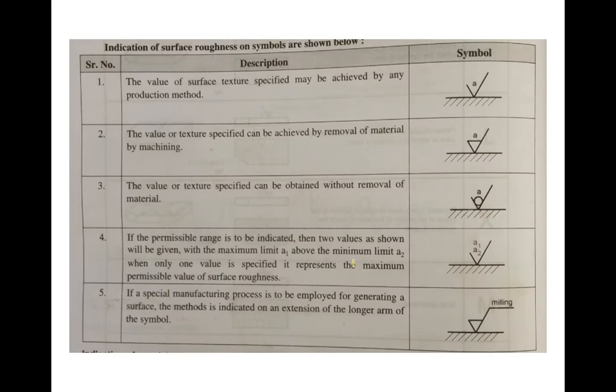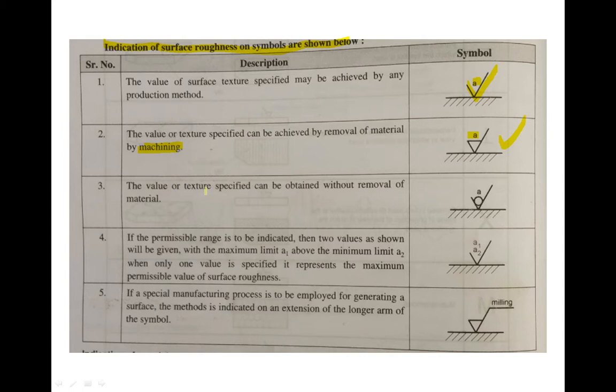Then next, indication of surface roughness on the machining symbol. So this is the basic machining symbol, and this A will represent the value of surface structure or surface roughness which is to be achieved by any production method or any manufacturing method. Next, if the value of surface roughness A is to be achieved by a machining process, then this symbol is used.